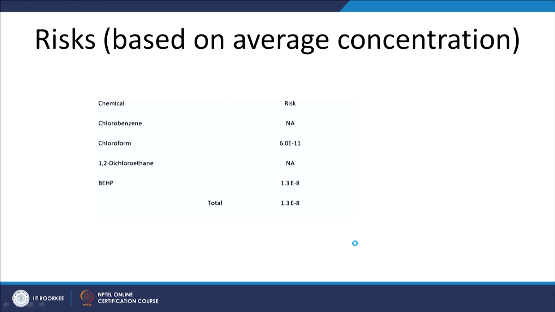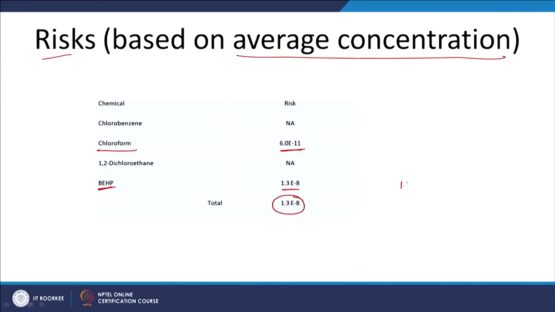And let us see what we have here. So, risks, based on the average concentration that we had in the earlier table. For chloroform this is the level of risk from soil ingestion, and for BEHP this is the level of risk from accidental soil ingestion. The total risk turns out to be 1.3 times 10 power minus 8, posed to the person working there for 1 year at a frequency of either 260 days per year or 150 days per year. I think we took 150 days per year in this context.